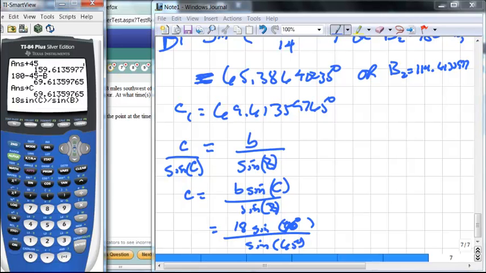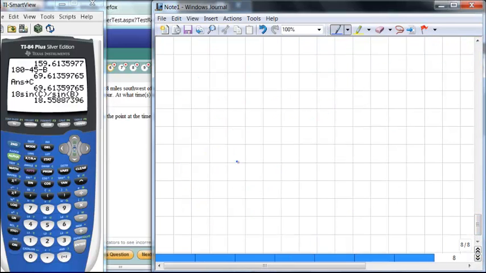And this is going to be my distance. So side C could be 18.55887396 miles. Okay? But now, that's how far he went. How long is it going to take him to get there?